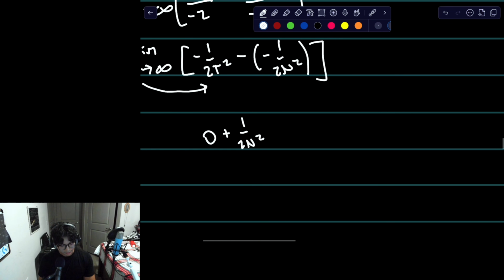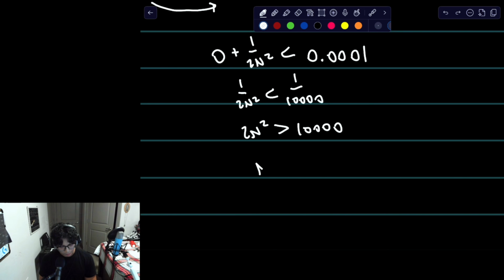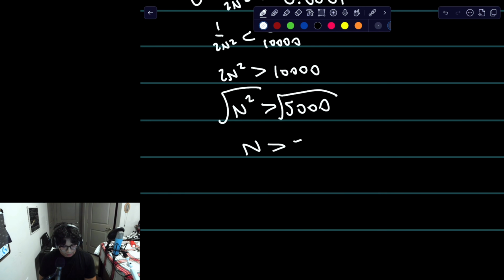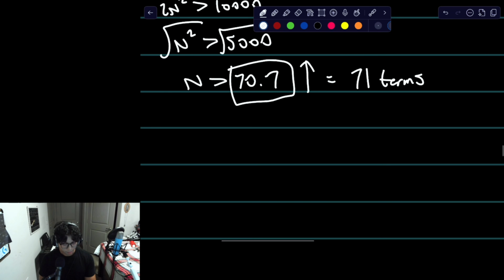So now let's solve our inequality, since this is going to be less than 0.0001, which is the same as 1 over 2n squared is less than 1 over 10,000, which when we take the reciprocal is the same as 2n squared is greater than 10,000, because since we flipped it, we also flipped the inequality. That becomes n squared is greater than 5,000, which taking the square root eventually gets our n to be greater than 70.7. And with this integer, always round up, even if it was 70.1, into 71 terms, which is our final answer.